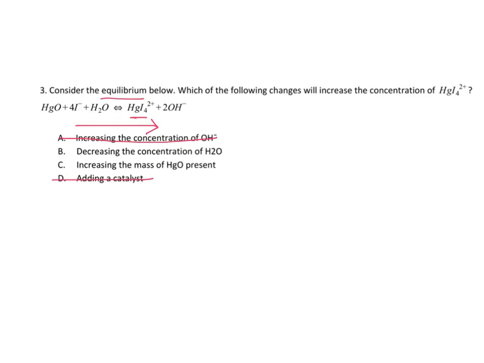B, decrease the concentration of H2O, which is on the left. So we're taking away from the left side. That's also going to make the reaction move to the left, because if we're taking away from the left side, we're going to push it to the left in order to compensate.